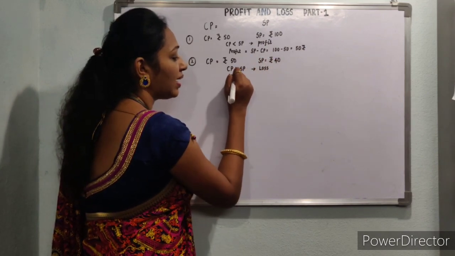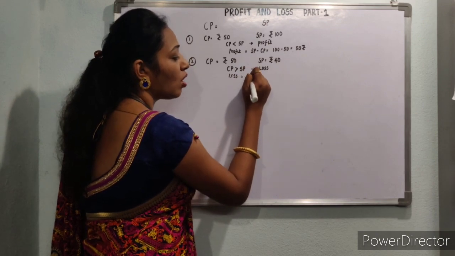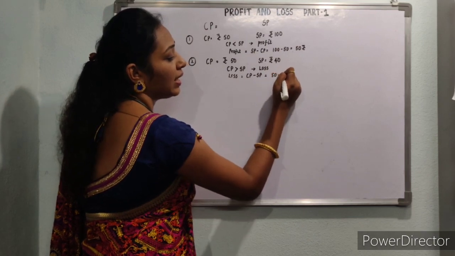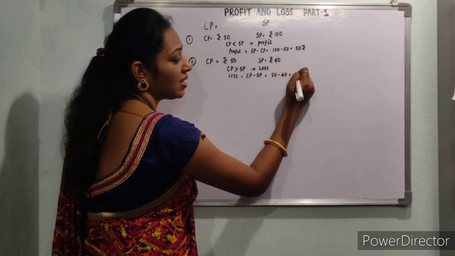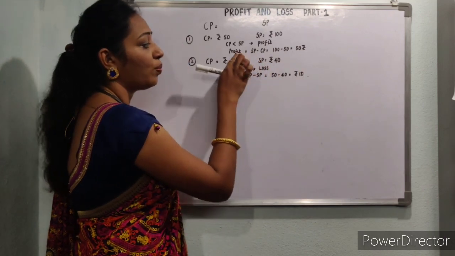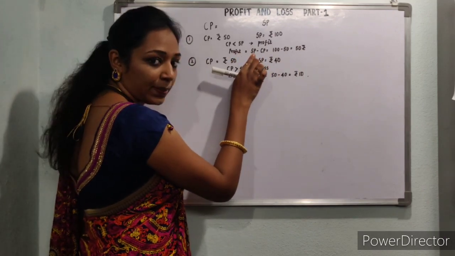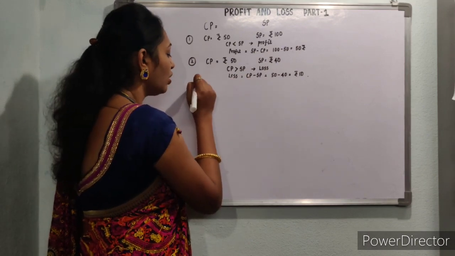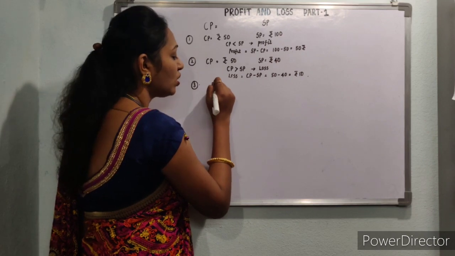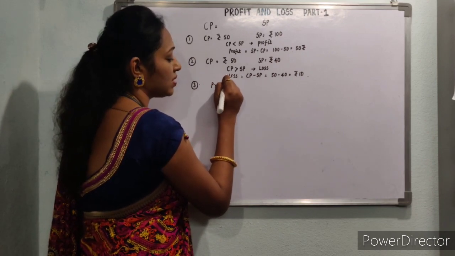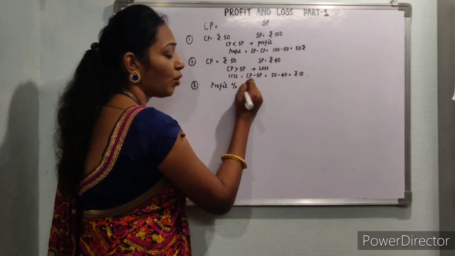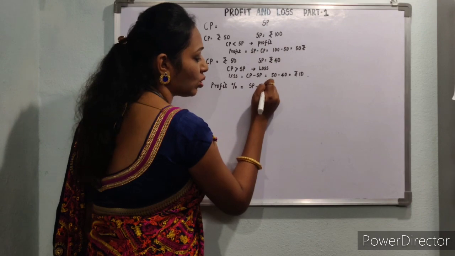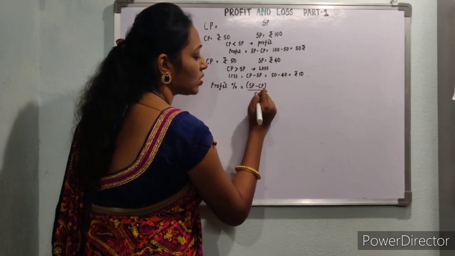So loss can be calculated by cost price minus the selling price. Now cost price is 50, selling price is 40, so the loss is 10 rupees. So in the profit, the selling price will be more and in the loss, the cost price will be more. Now the third important formula which you have to know is how to calculate the profit percentage and a loss percentage.